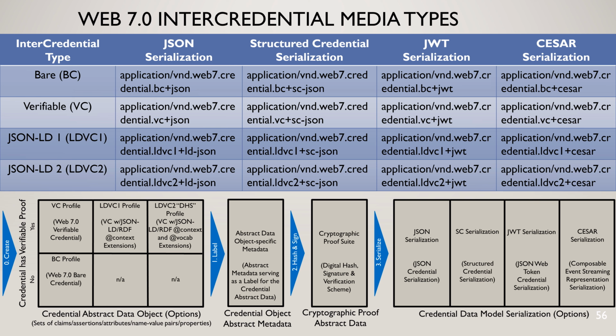So if we look just as one example under the JSON serialization column, we have credential / BC plus JSON. So it's the JSON bare credential serialization. Below that, we have credential / VC plus JSON. So it's the JSON verifiable credential serialization. And the last two, of course, are LDVC1 and LDVC2 plus LD-JSON. LD-JSON being the suffix that's appropriate for JSON-LD. And the rest of the examples, the rest of the columns follow by example.